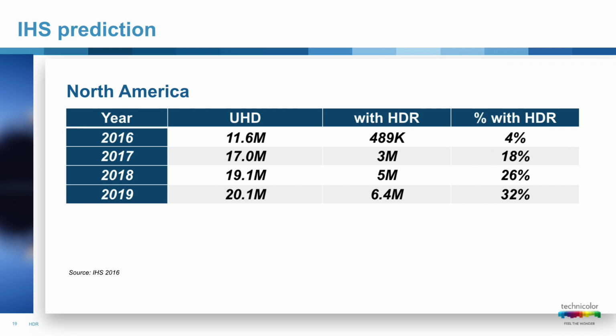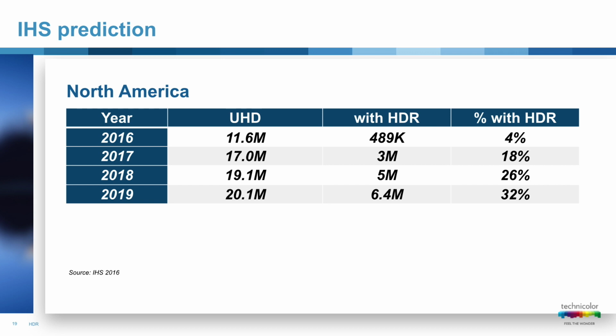Some more numbers around HDR. These are North America, so before I was showing US, I didn't have US numbers. I'm showing you North America as a greater whole. The ratios still hold up, which are, in 2019, I will sell 20.1 million TVs within the United States that are UHD. Of those, only 6.4 million will be HDR, which means that that represents 32% of UHD TVs that will be HDR.